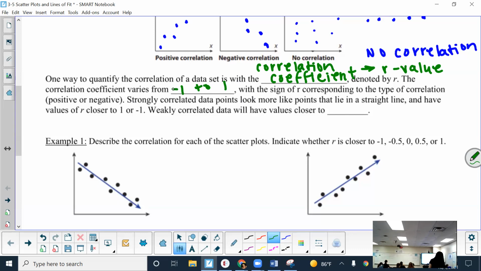All right, strongly correlated data points look more like points that are on a straight line. And those R values would be closer to 1. And then it's positive or negative depending on the type of correlation. Weakly correlated data will have values closer to 0.